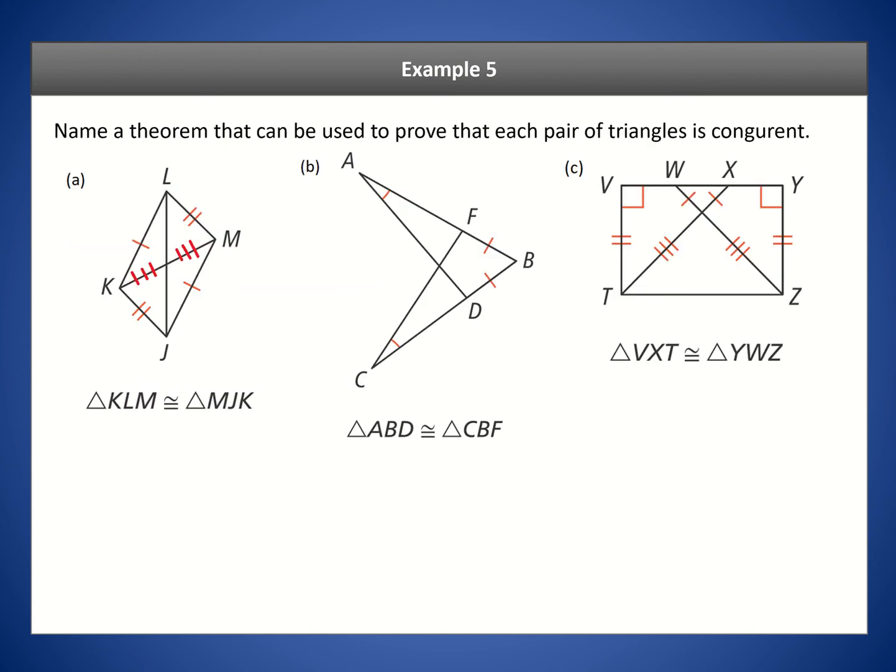All right, so example 5: name a theorem that can be used to prove that each pair of triangles is congruent. So for part A, we want to show that triangle KLM is congruent to triangle MJK. So what theorem can be used for this? Well, if you look at this first triangle right here, we have a side, and these two sets of 3 tick marks add up to another side, right?